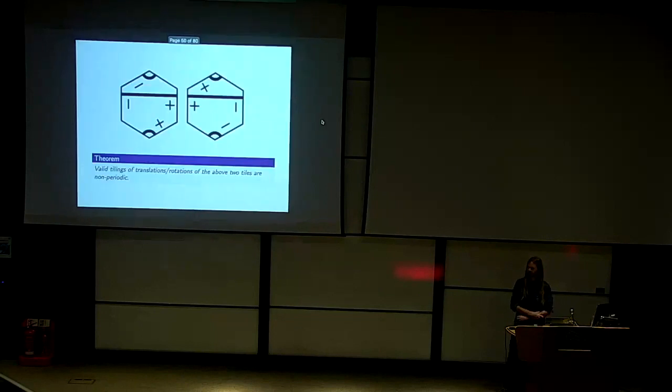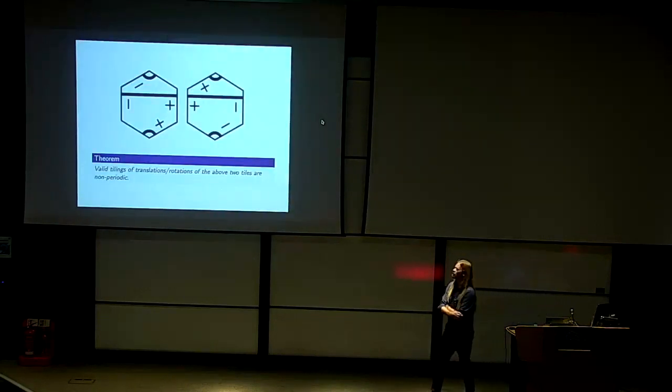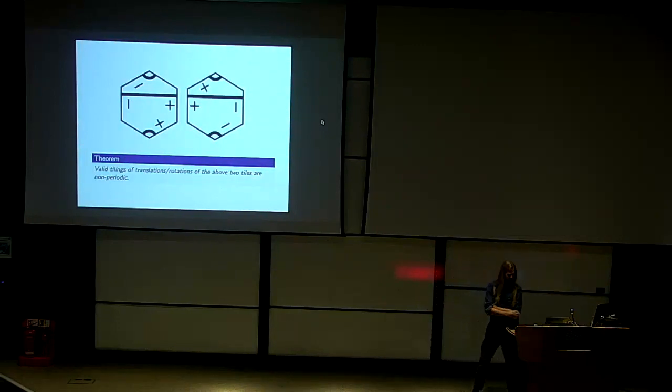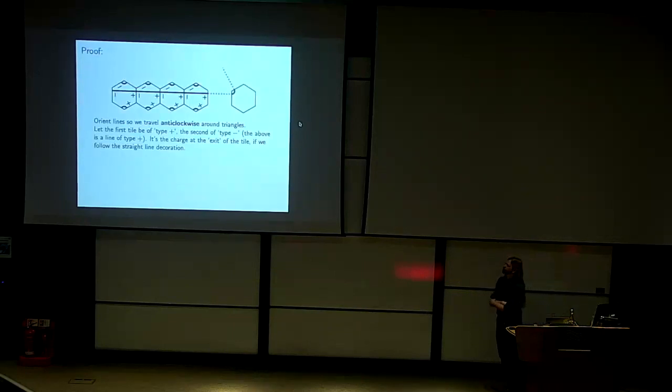Right, so what I wanted to do, just checking the time, is to run through a proof of aperiodicity for you of this. Because for my money, it's a very simple proof and a bit different to other proofs of aperiodicity I've seen before. So the theorem is that valid tilings using translates or rotations of these two tiles are necessarily non-periodic. So here's the proof.